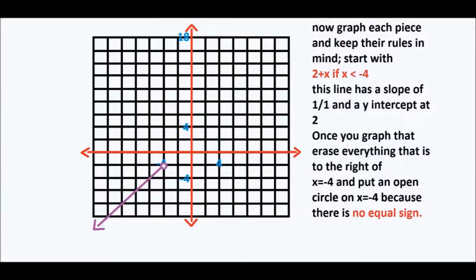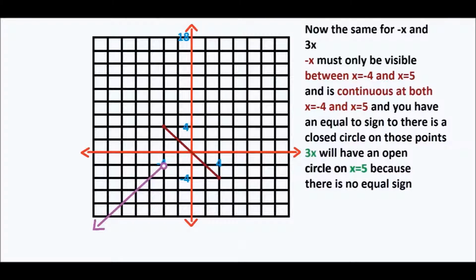Start with 2 plus x. If x is less than negative 4, this line has a slope of 1 over 1 and y-intercept at 2. Once you graph everything, erase everything that is to the right of x equals negative 4 and put an open circle on x equals negative 4 because there is no equal sign. Now for the same negative x and 3x.